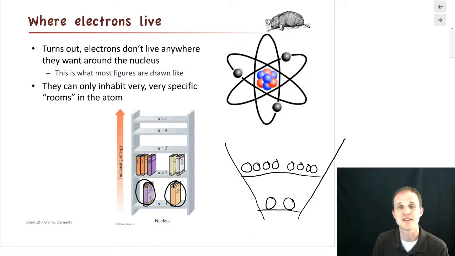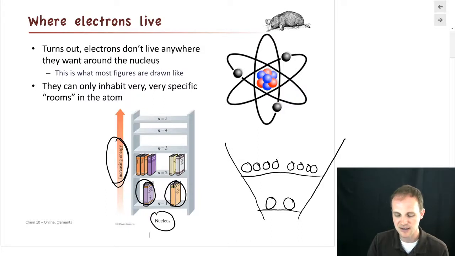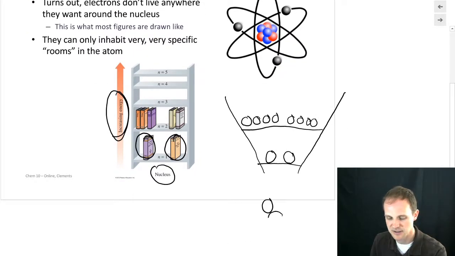Turns out, we're going to find out that it's pretty easy to figure all this stuff out if you follow the periodic table. One thing you'll notice on this diagram here is they're talking about increasing energy. Why is there increasing energy? Well, because down here, they're saying, hey, the nucleus. Now, what's in the nucleus?